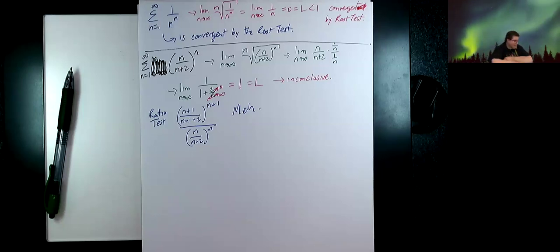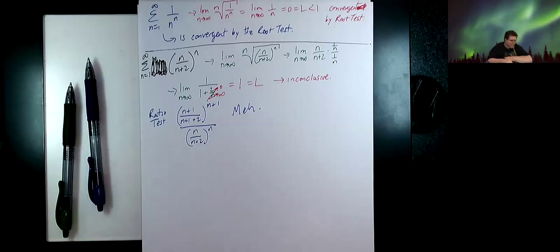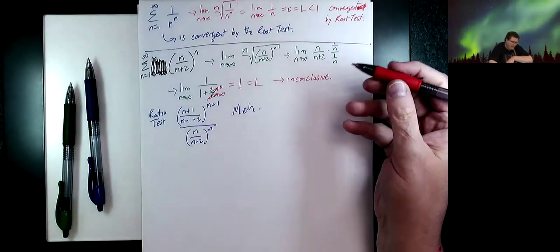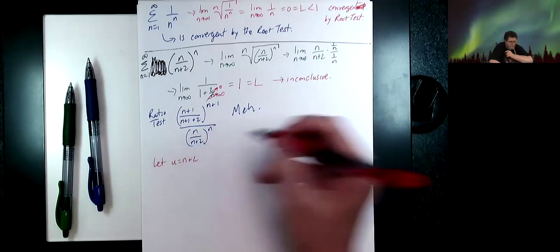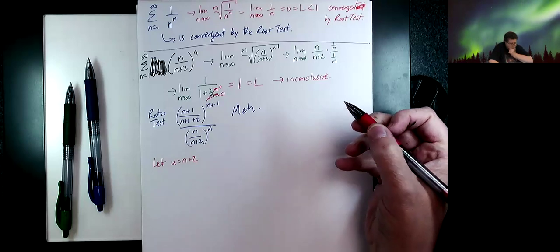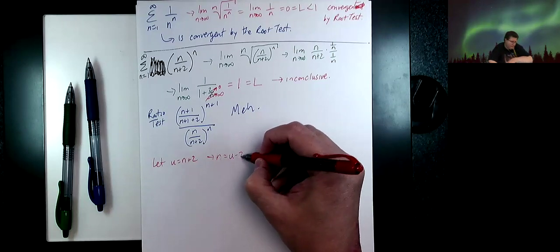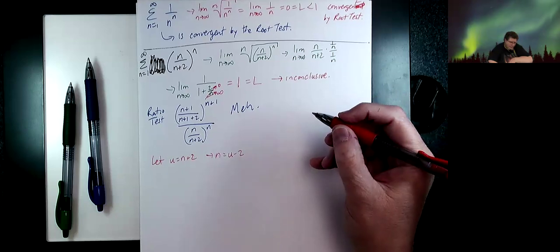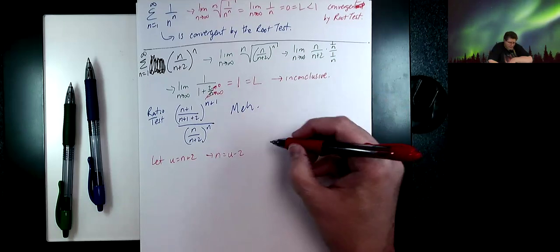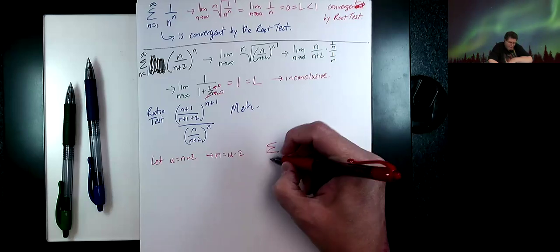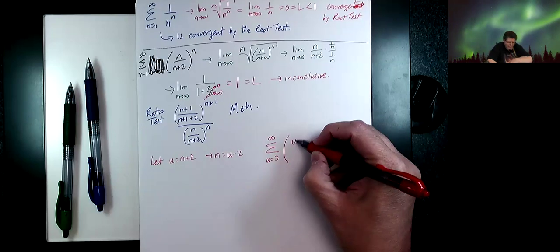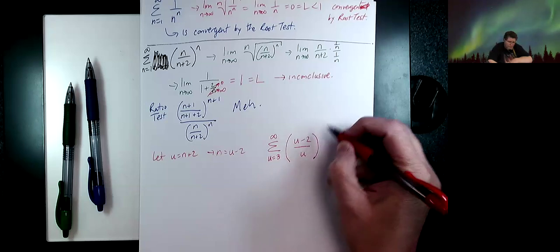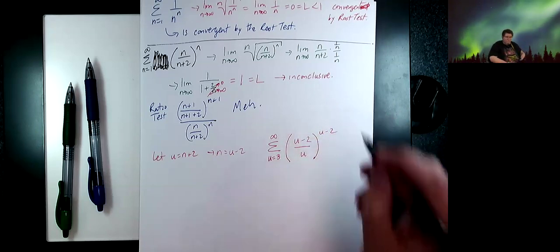I tried 3 or 4 comparison tests, trying to find something to compare it to, do a limit comparison. You might try a lot of things. Then I went, let's just let u equal n plus 2, so that n equals u minus 2. And this changes our thing into the sum from u equals 3 to infinity of u minus 2 over u to the u minus 2.